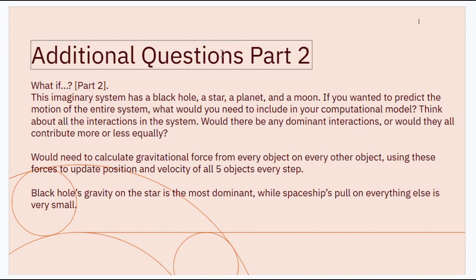For additional questions, part 2, if we extended this model to include a black hole, a star, a planet, a moon, and a spaceship, we would need to calculate the gravitational forces between every object and update all their positions and velocities at each time step. In that system, the black hole's gravitational pull would clearly dominate, while the spaceship's influence would be negligible compared to the massive bodies. But in this case, this would be a many-body problem, which of course we know in physics cannot exist in a stable orbit.